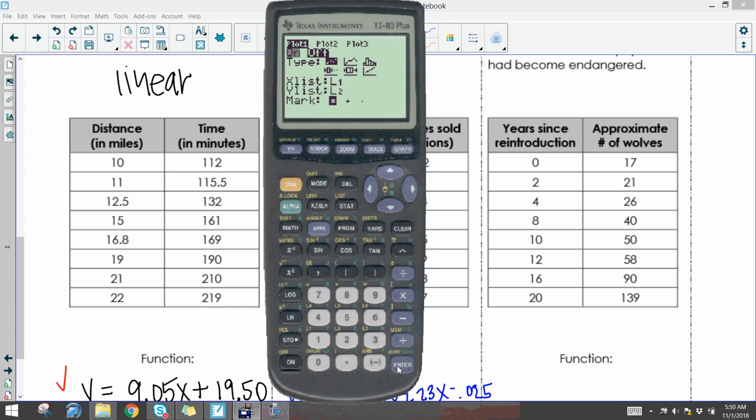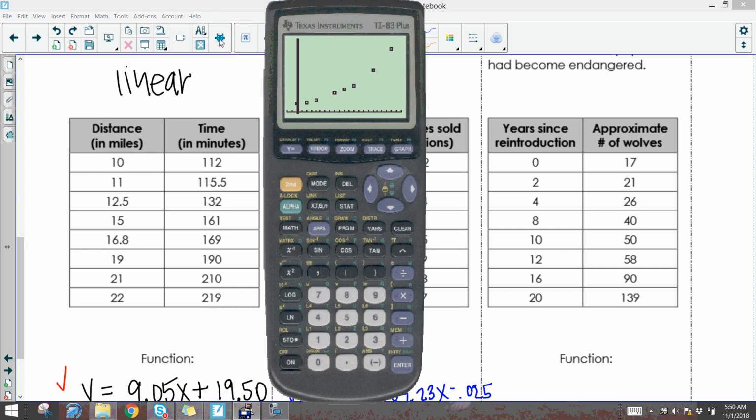All right, so turn your stat plot on. Otherwise, it's not going to graph any of your points. So hit zoom 9 from here. Hey, there we go. All right, so I'm looking at that. Now, that does kind of look like half a parabola, right?